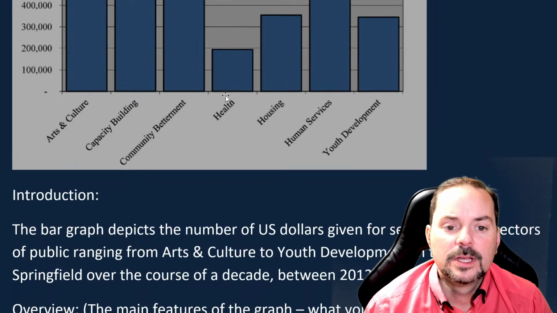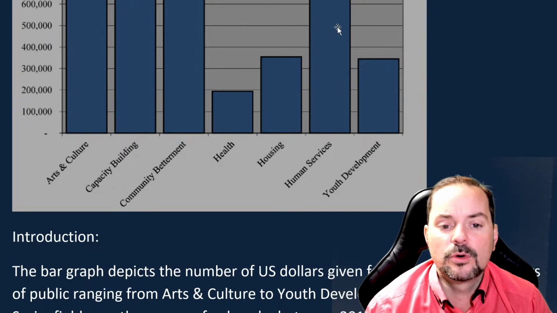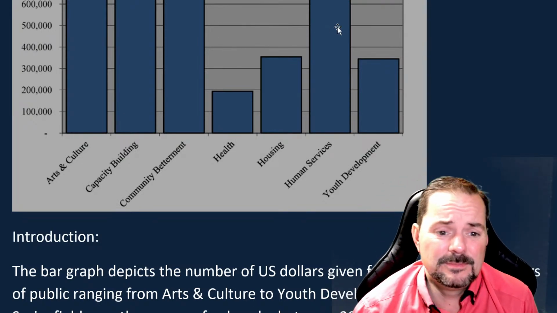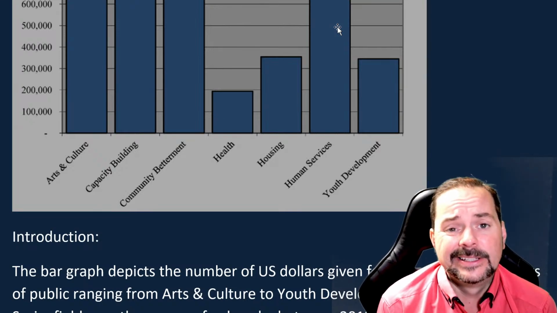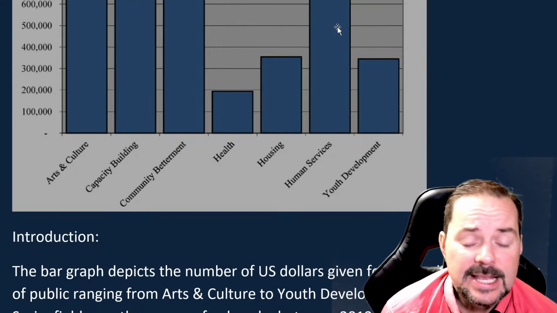Okay, so that's my first observation there. All right, so I can clearly see that these four received significantly more. How much more? Well, twice as much as housing and youth development, and almost 4 times as much as health.